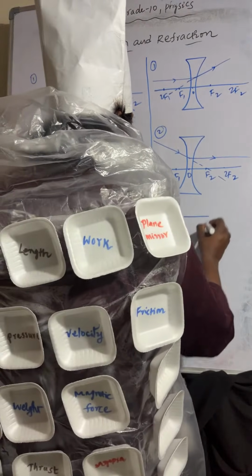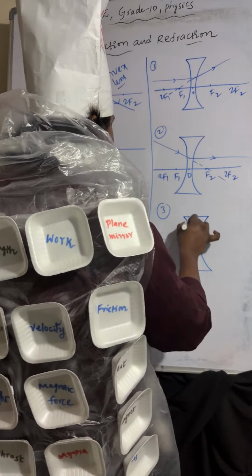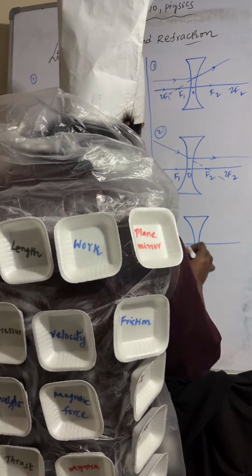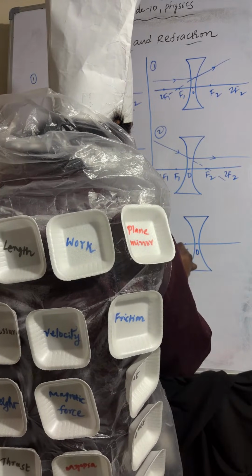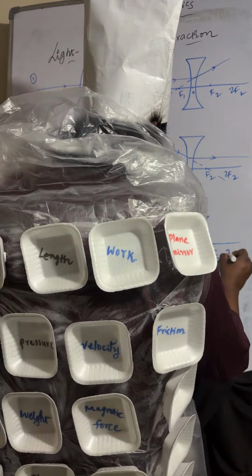So I'm taking here a concave lens. Optic center. F1, 2F1, F2, 2F2.